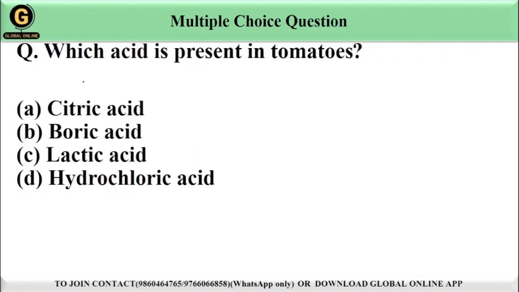Which acid is present in tomatoes? Options are given: citric acid, boric acid, lactic acid, and hydrochloric acid. So guys, citric acid is a primary acid found in tomatoes. It gives tomatoes their characteristic tart flavor. Citric acid is also present in many other fruits, especially citrus fruits like lemons and oranges. The other acids listed, such as boric acid, lactic acid, and hydrochloric acid, are not typically found in tomatoes. So the correct answer among the options is option A, citric acid. Let's see the next question.